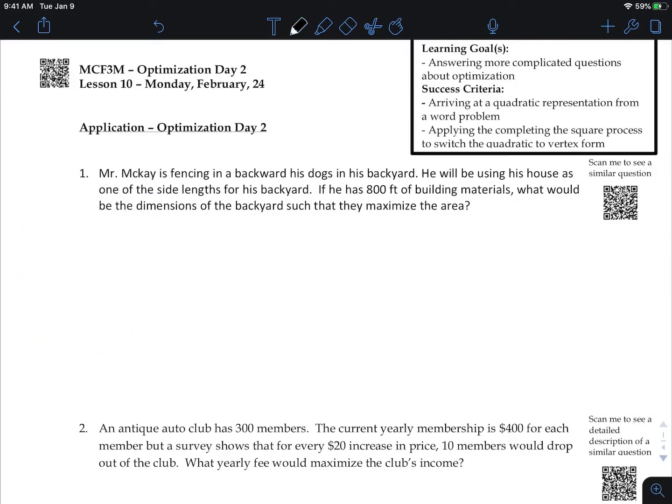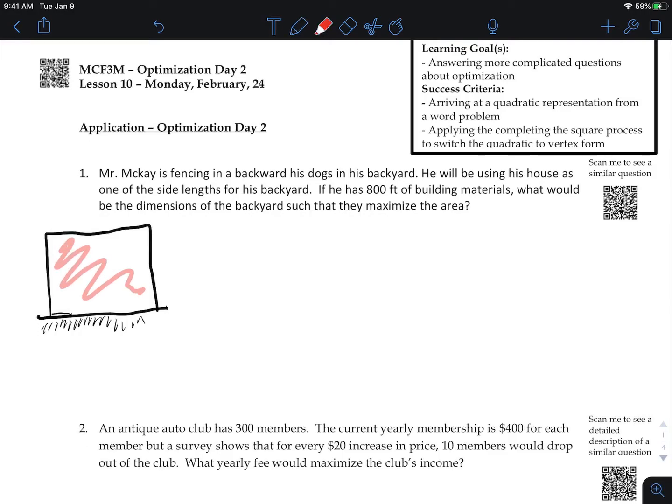So if I drew my house, it's going to be here, and then my backyard comes off of it. Now I don't need this side here because this is my house. So what would have been used for that side length, my house can now go into the other three sides. So I can actually make it a little bit bigger and go further back. But to calculate the area of this, it's still length times width.